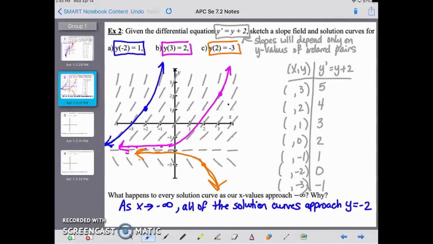Okay, and why is this? This is because y equals -2 is a horizontal asymptote on the graph. Let me try again here. y equals -2 is a horizontal asymptote on the graph. Okay.